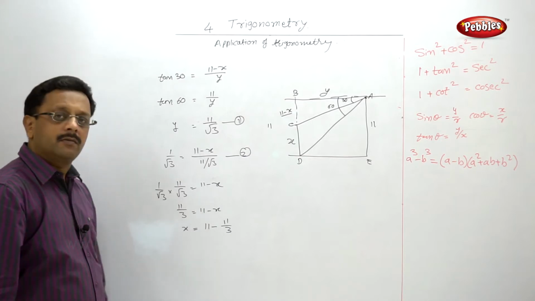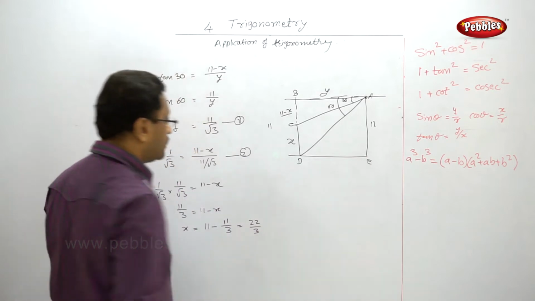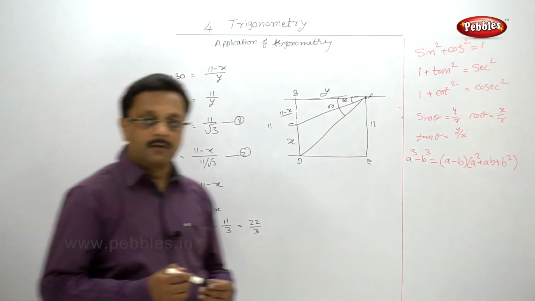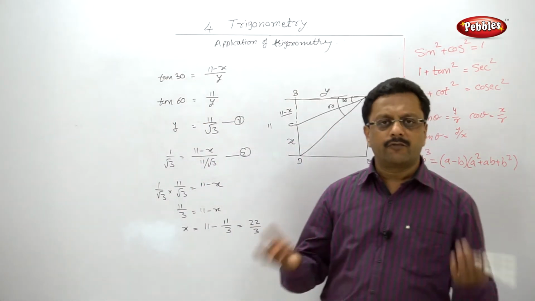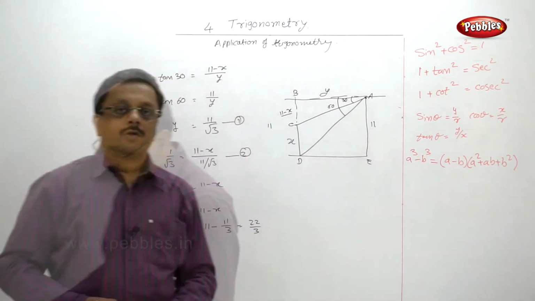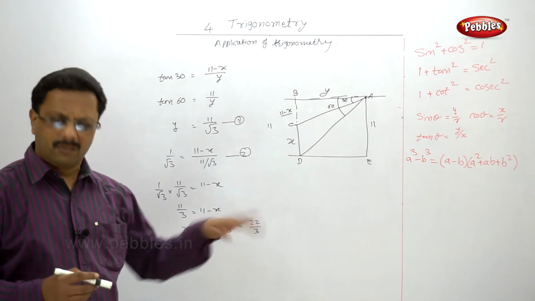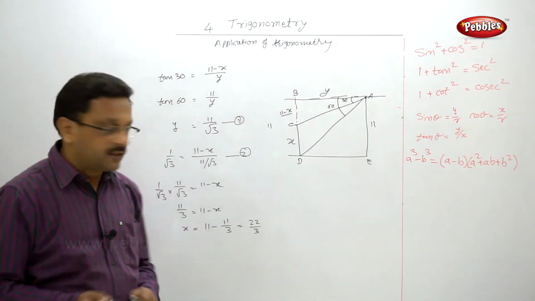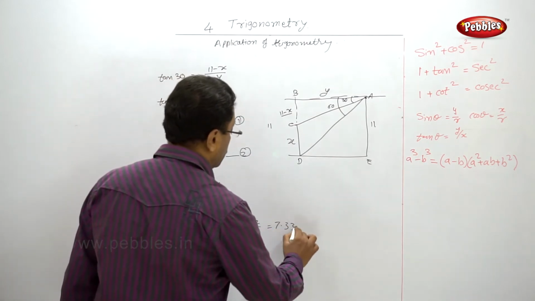Very easy now. Now we have 22 upon 3. X equal to 22 upon 3, which is asked. They may ask how far the lamppost and building are. Then you have to find out the y also. So your final answer is 22 upon 3, or you solve it further to decimal points and your answer is 7.33 meters.